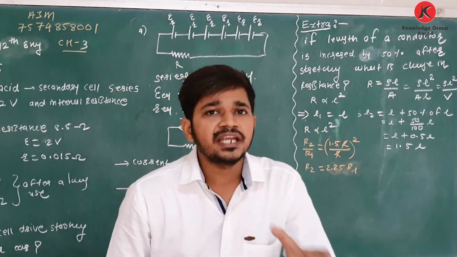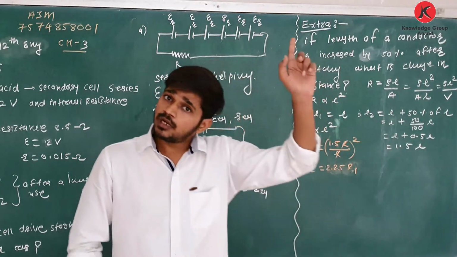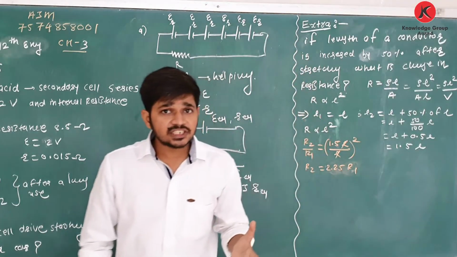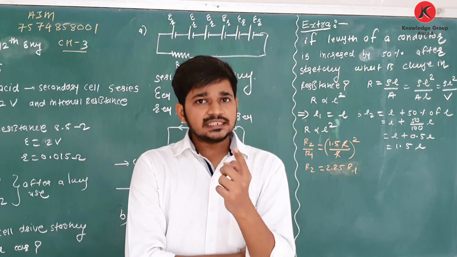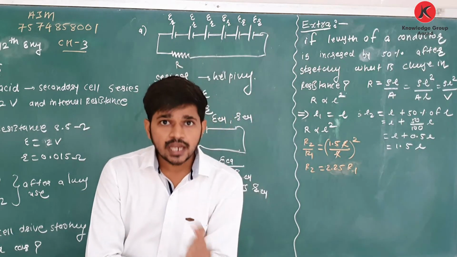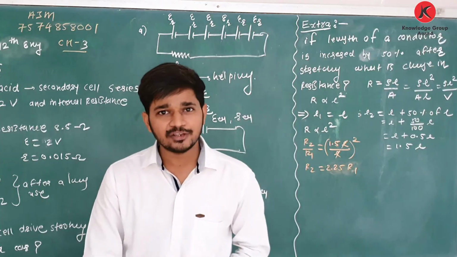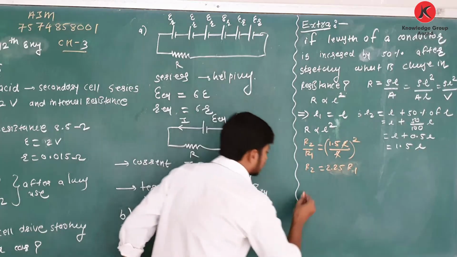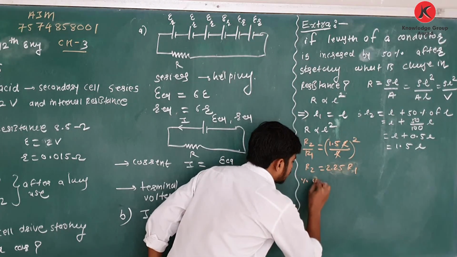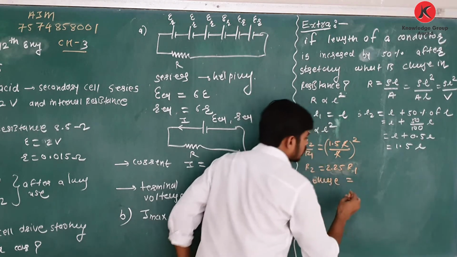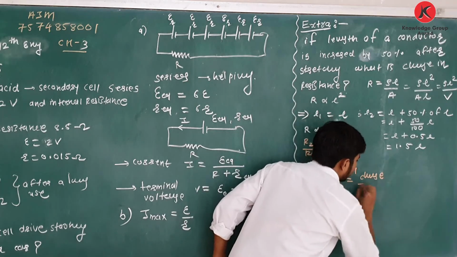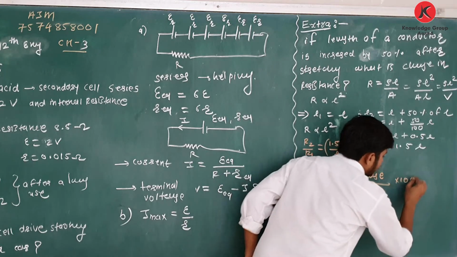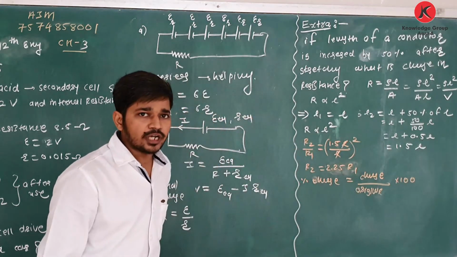You have to find change in percentage. Remember 11th chapter 2, percentage error. What is percentage error? For example, if I say percentage error in length, then how to write? Delta L upon L into 100. Yes or no? So here, how to write percentage error? Percentage error or percentage change is equal to change upon original value into 100.